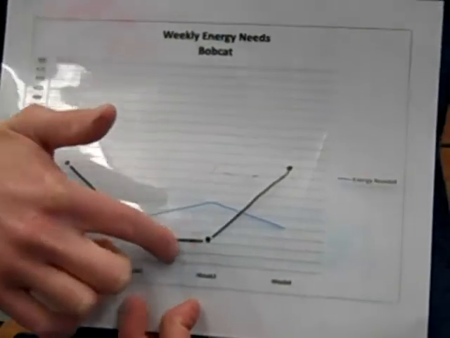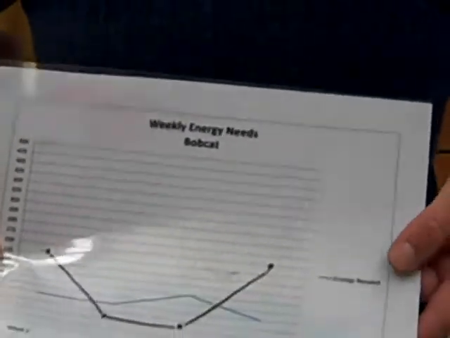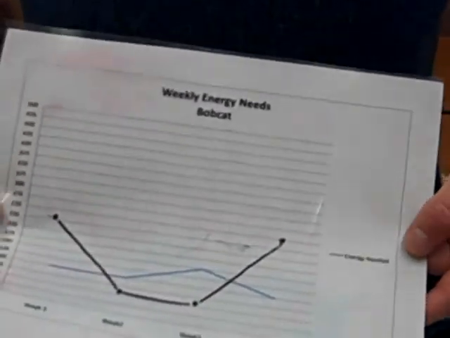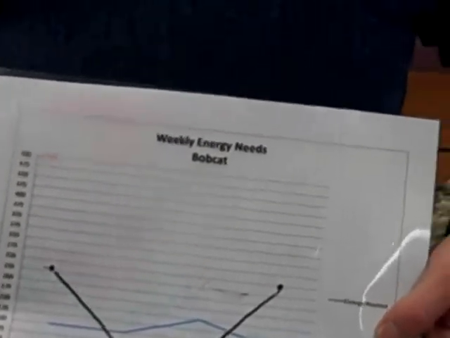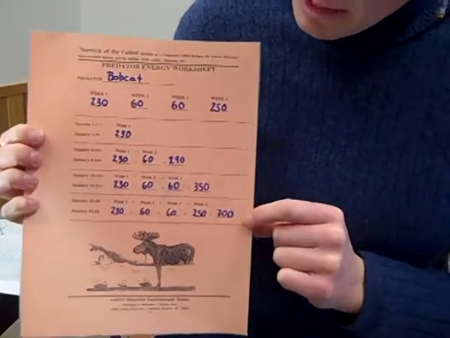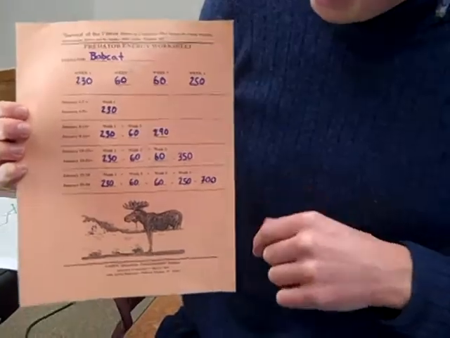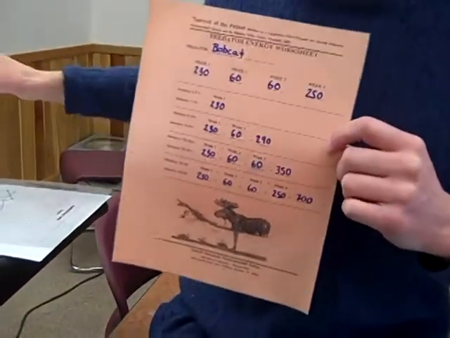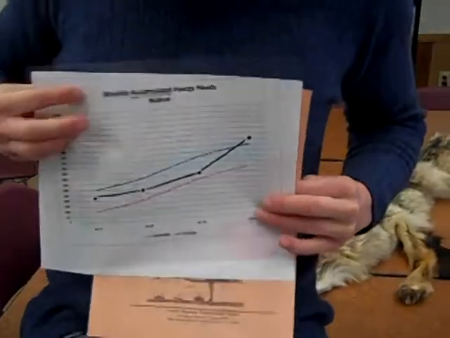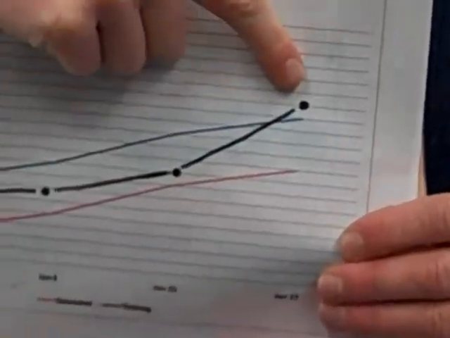The black line then is the numbers that we graphed from the data sheet. Now, you can take this a step further and graph the accumulated energy requirements for each animal. You can add up for each week the amount of energy or points that each predator got. And we can see that when we graph this, the bobcat did survive because it ended up above the blue thriving line.